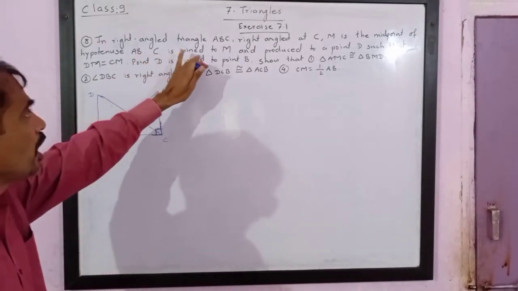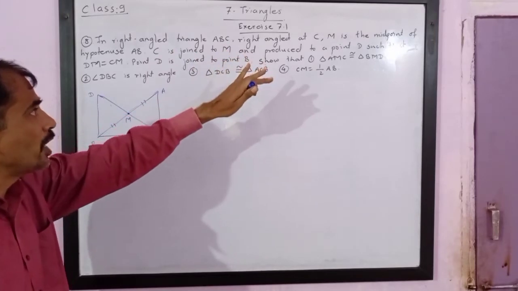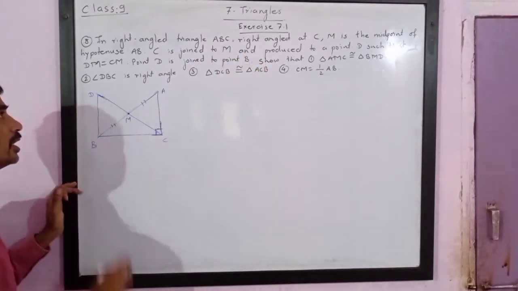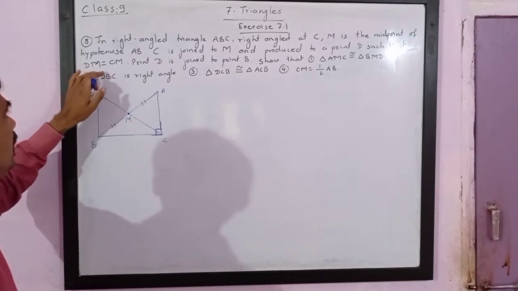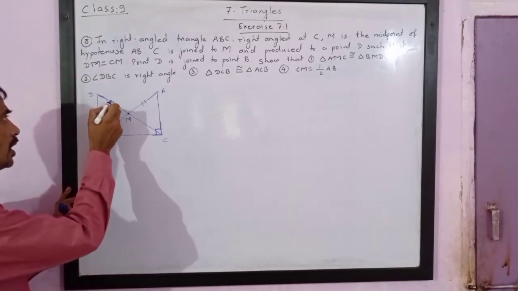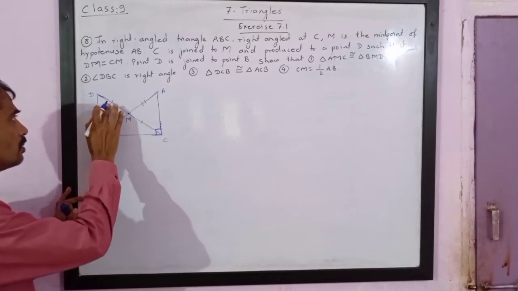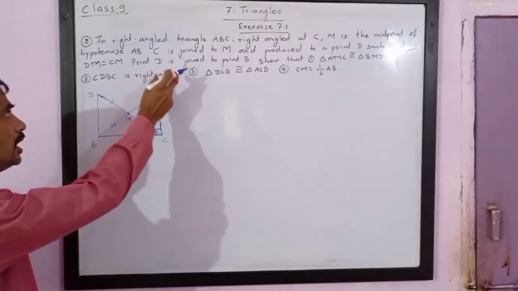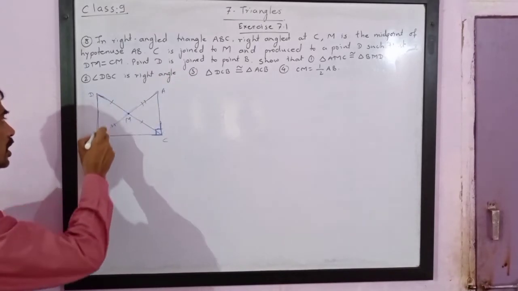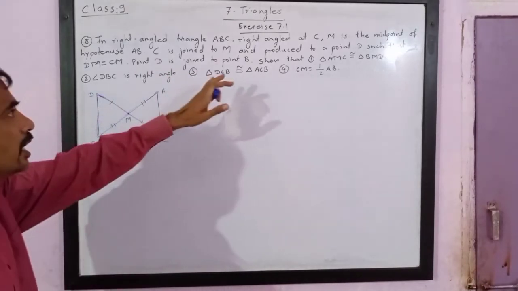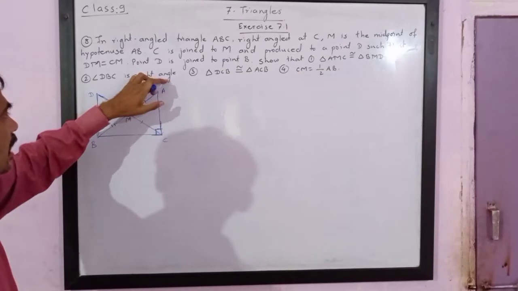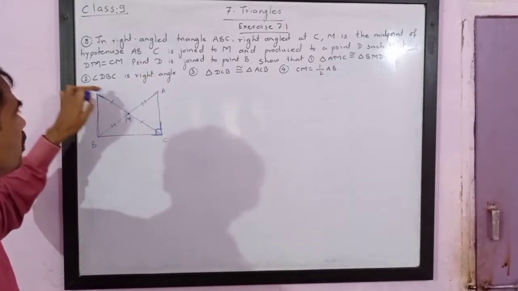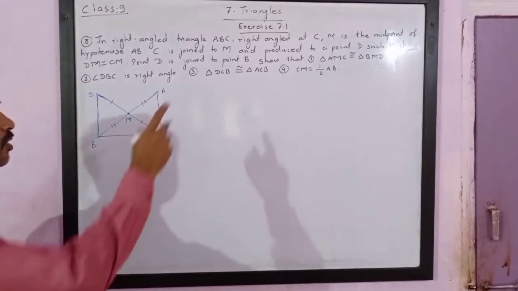Then C is joined to M and produced up to the point D such that DM is equal to CM. So we are given that DM is equal to CM. Point D is joined to point B. Show that triangle AMC is congruent to triangle BMD. This is what we first have to show.